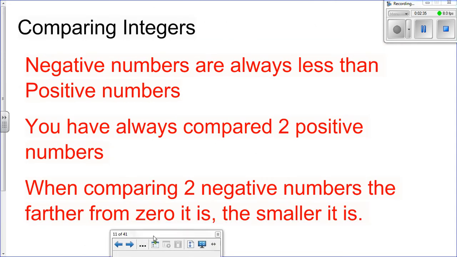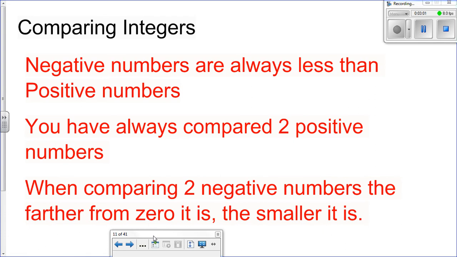Alright, so when we compare numbers, negative numbers are always less than positive numbers. So no matter what, if you're comparing one negative and one positive, the negative number is smaller. And you've always compared two positive numbers, probably since first or second grade, so you should be familiar with that. And then when comparing two negative numbers, the farther the number is from 0, the smaller it is.